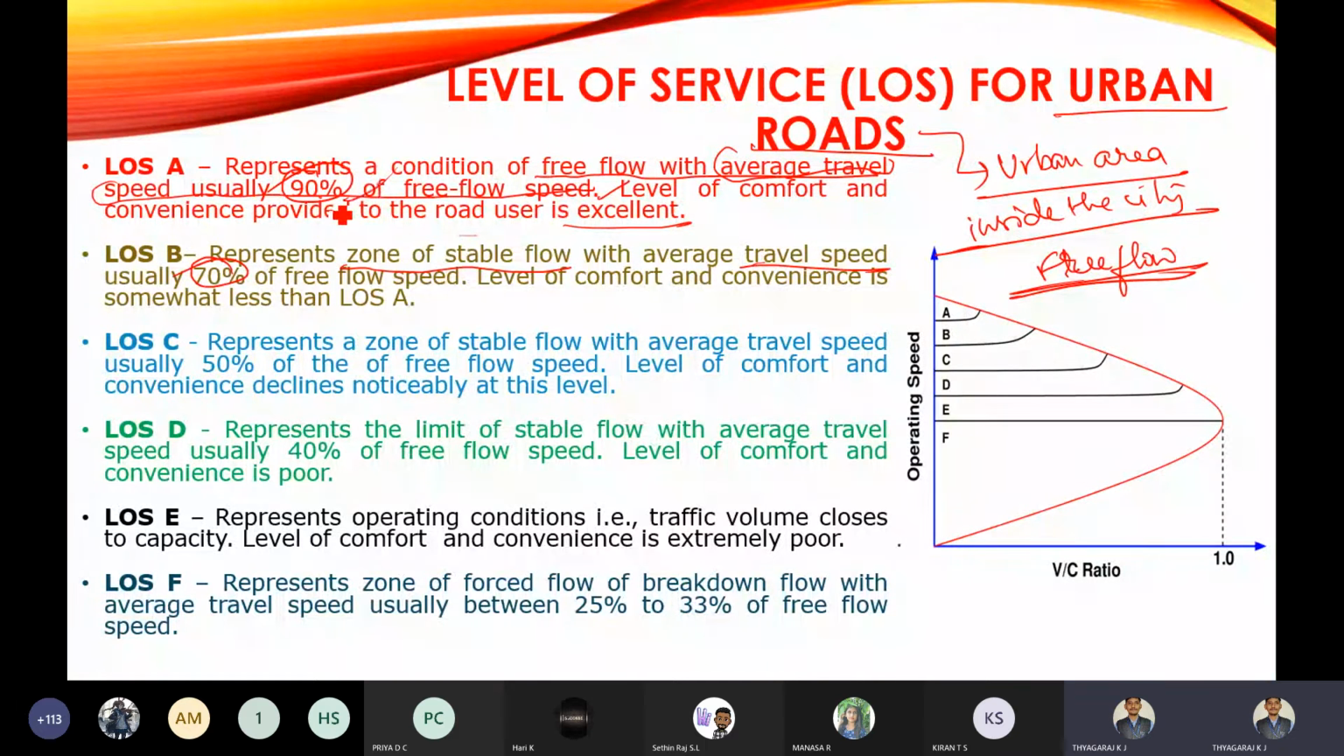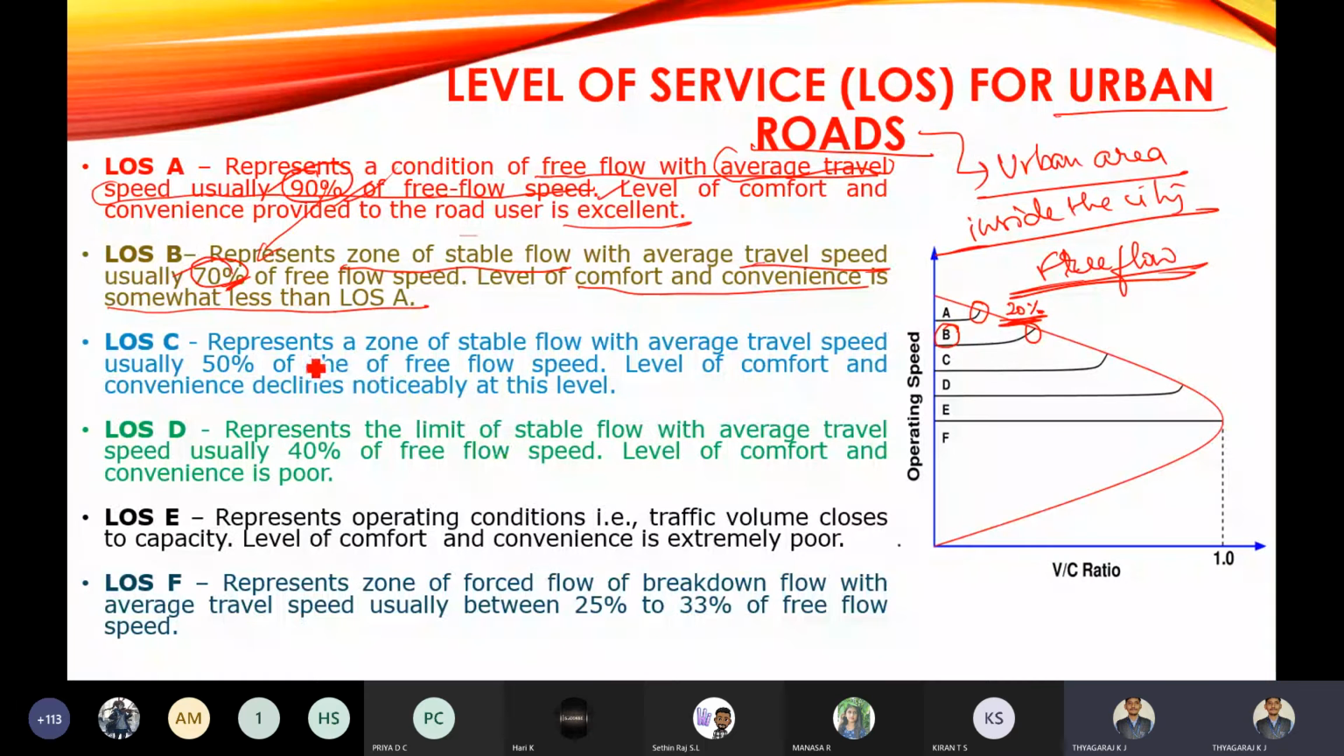So in level of service A, 90% of the speed is there, that is the free flow speed, but here the speed is reduced to 70%. From 90 to 70%, you can observe the speed from this point to this point, it is a 20% reduction in speed. And we all know that comfort and convenience is somewhat less than level of service A. So for level of service B there will be slightly less comfort and convenience when compared to level of service A.